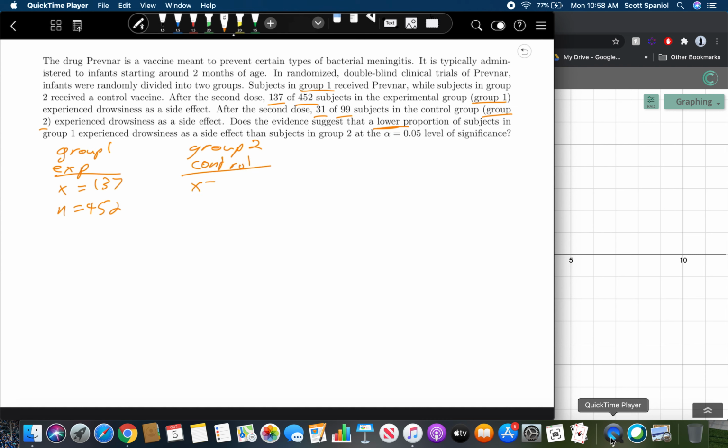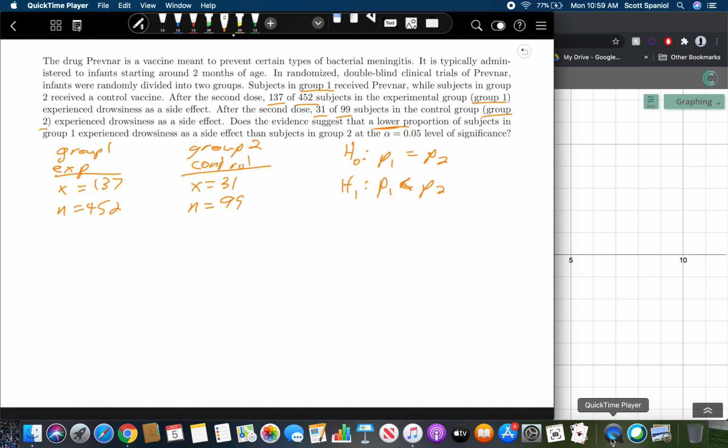Had an X value of 31 out of 99 total subjects. And then our hypothesis is, are their proportions the same? So is the proportion in group 1 equal to group 2, right? That's always your null hypothesis. And then our alternative hypothesis is that the proportion is lower for group 1 than for group 2, so that means we're going to do less than, right? And once again, if you had flipped these groups, then it would be greater than.